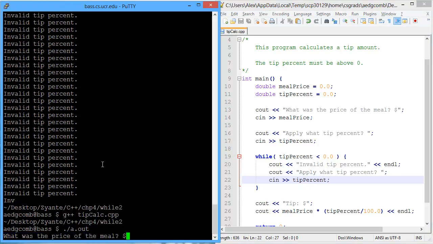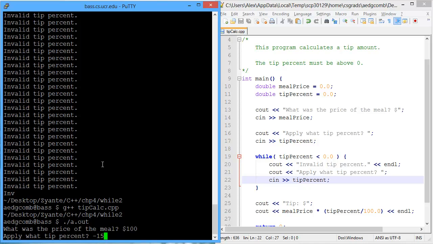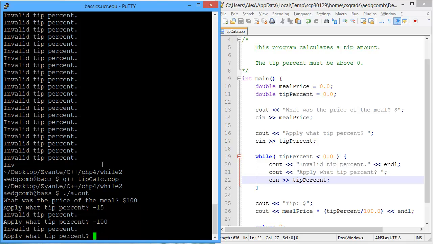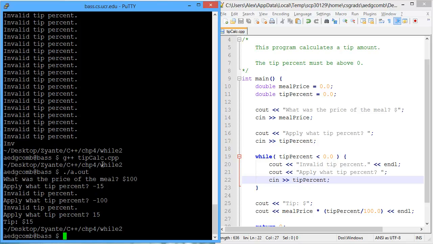Compile and execute. What was the price of the meal? $100. What was the tip percent? Negative 15. Invalid tip percent. It's asking me again. Let's say negative 100. Invalid tip percent. What if I said 15? Then it tells us the tip amount, which is 15. So if we had a $100 meal and we tip 15%, then the tip is $15, which is correct.